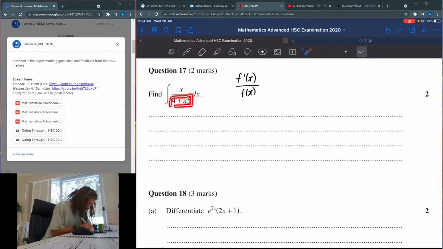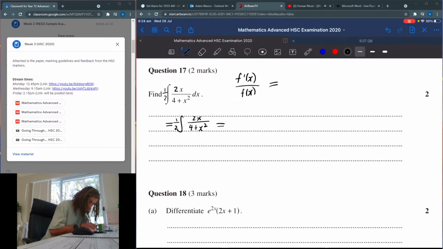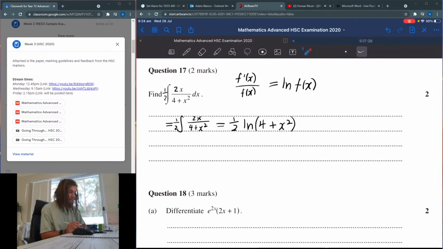Now the derivative of this thing would just be 2x, so I kind of want a 2 to be there. So I'm going to go 2 over 2. I'm going to make the top look like the derivative of this and not actually change the question. So that's equal to 1/2 times 2x over 4 plus x squared. That tells me that I'm in this form, which is equal to log f of x. So that's on your reference sheet. So it's going to be 1/2 log or ln of 4 plus x squared.